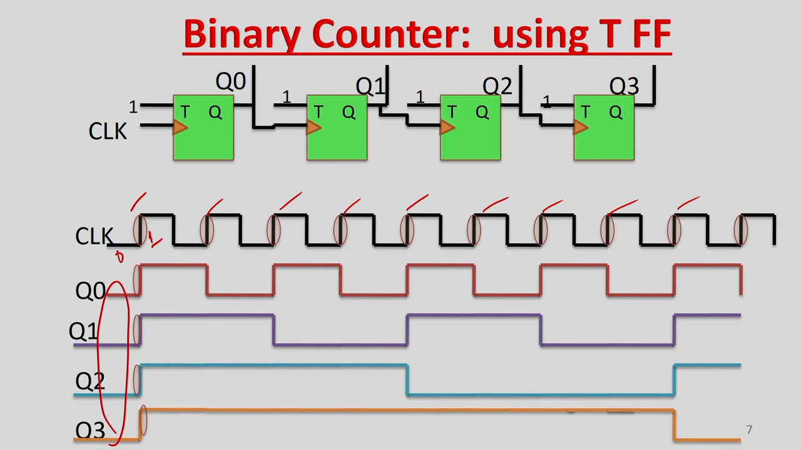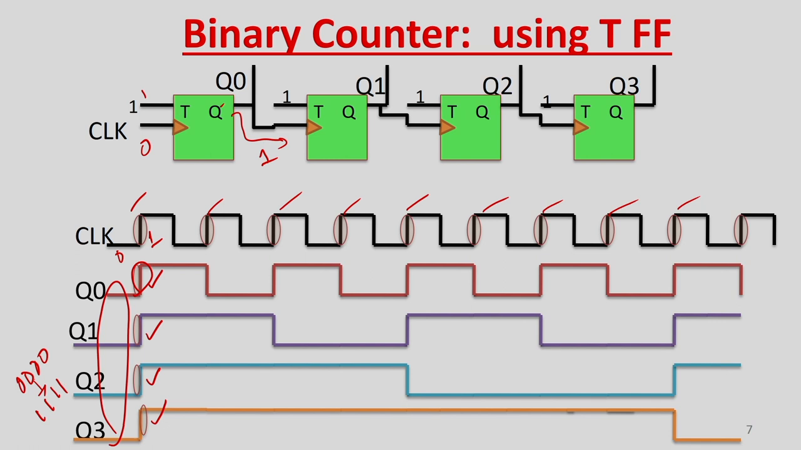Initially everything is 0, so the clock is also 0 and this value is also 0. Whenever the clock changes, this one will change to 1, because T is equal to 1, that means Q0 changes to 1. Whenever Q0 changes from 0 to 1, it is a positive edge trigger. So here also it is a positive edge trigger. That means at the same time all of them change. Initially we assumed 0 0 0 0, and all the values change to 1 1 1 1.